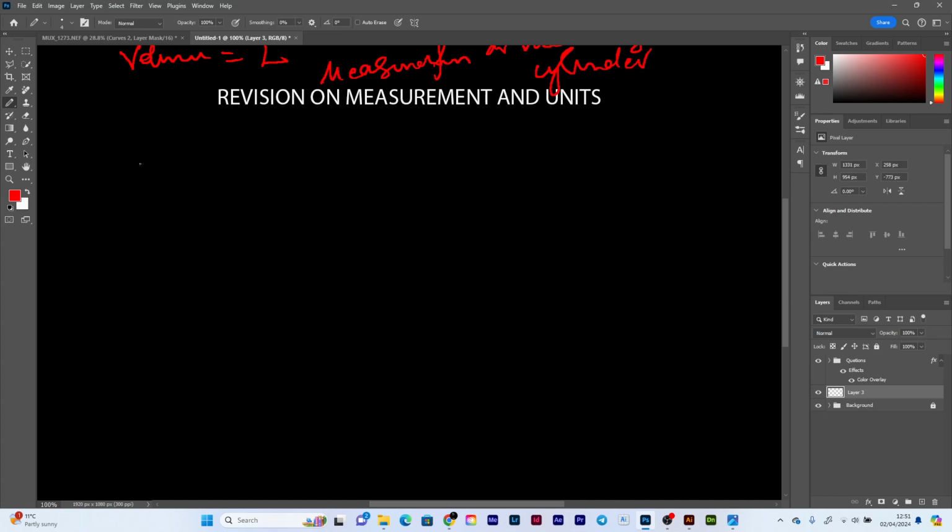So, the next thing he wants to know now is the instrument used in measuring time. When you talk about the instruments used in measuring time, we have a couple of them. We have the stopwatch. We have the ticker timer.